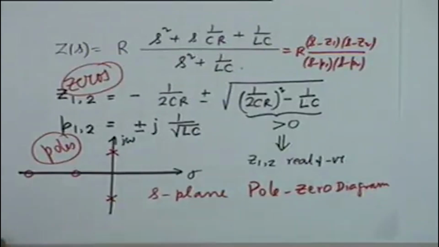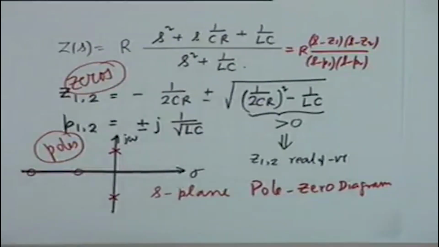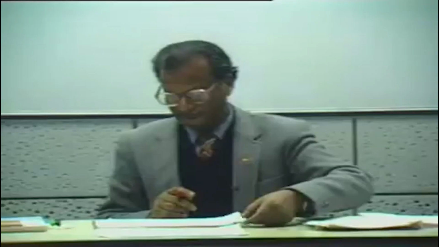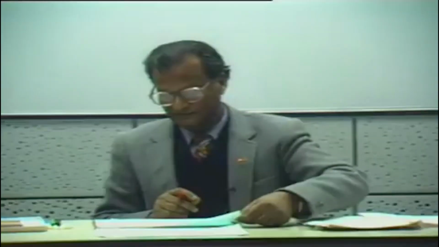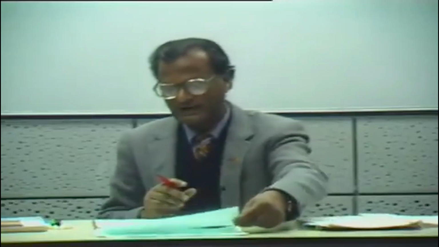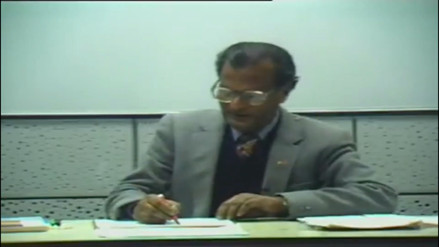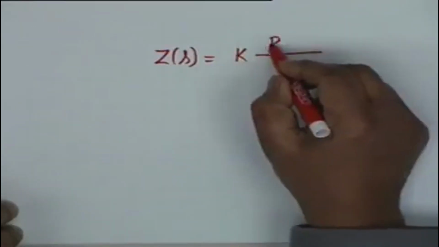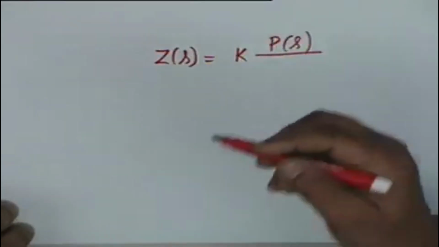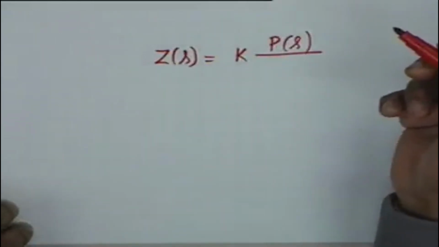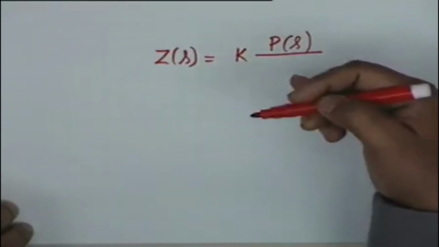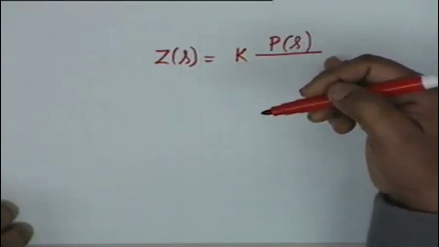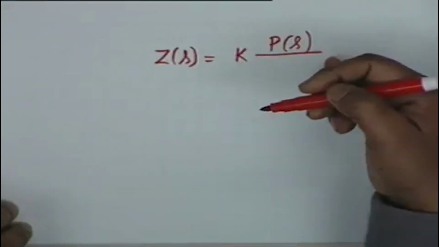Pole zero diagram. Alright. Let's take another case. Is there any question on this? Definition of poles and zeros are, let me repeat, if you write Z of S as equal to k times... in general, it is not necessary that the degrees be 2, they could be higher than 2. It is not necessary that the degrees of the numerator and denominator be equal. Alright.